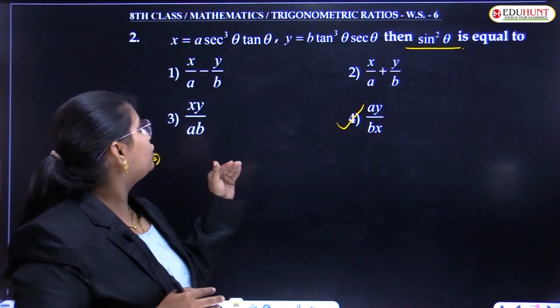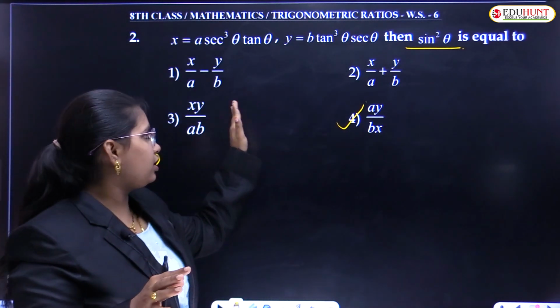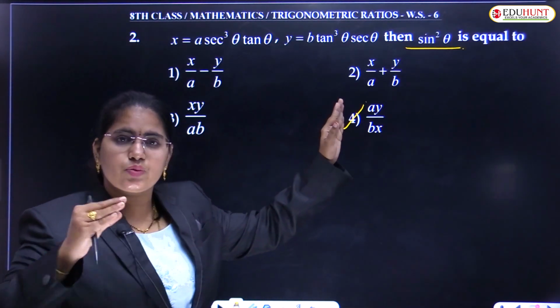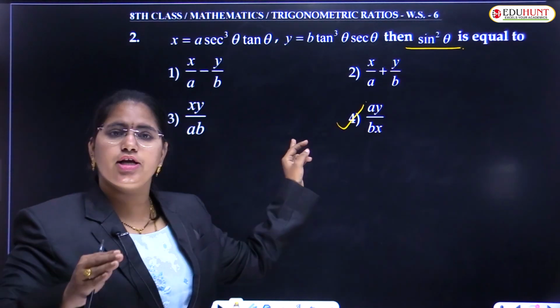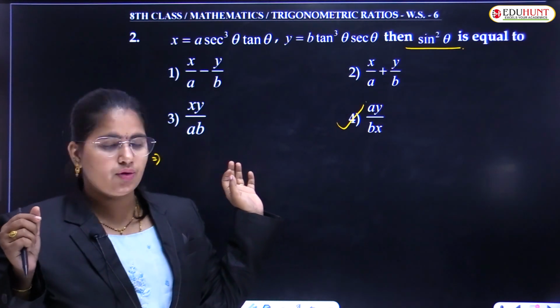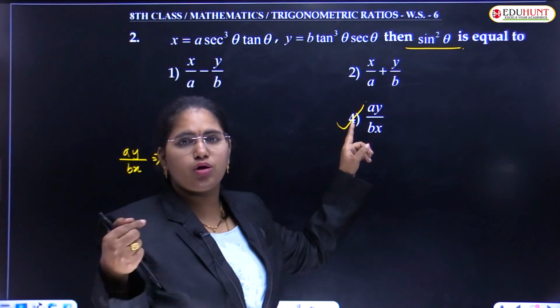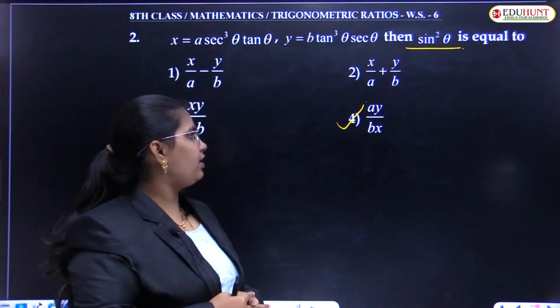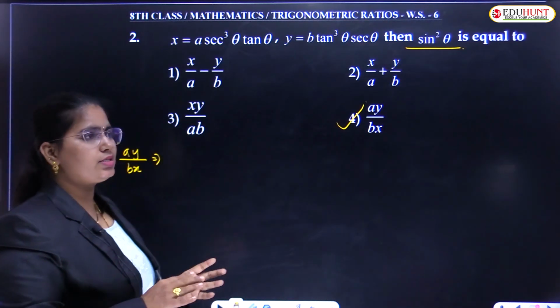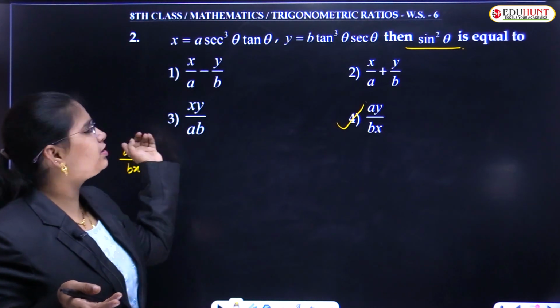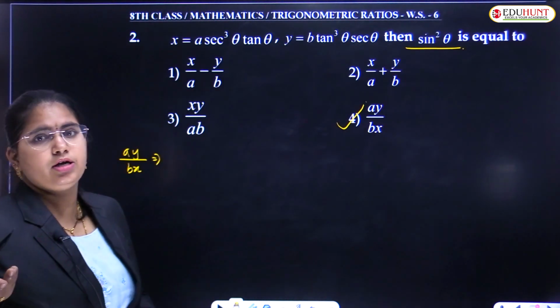Now what I am saying is, the question is very clear. I have 4 options. Out of these 4 options, this sin square theta will be the answer to one of them, right or not? So for that reason I am taking ay by bx. I am just checking with an option. ay by bx should be equal to sin square theta. Let's check whether it happens or not. If it doesn't, it might be xy by ab or something.